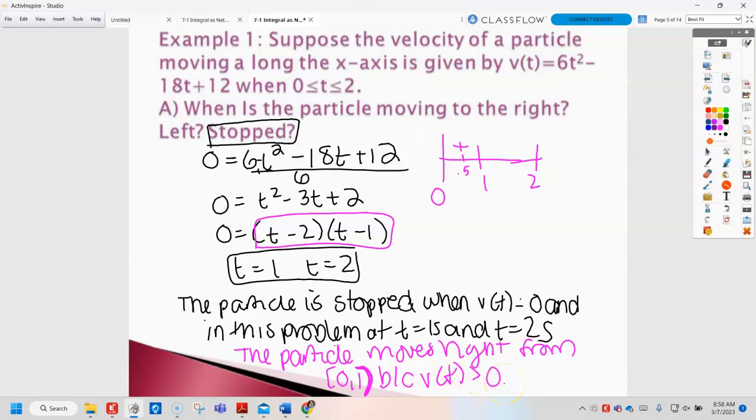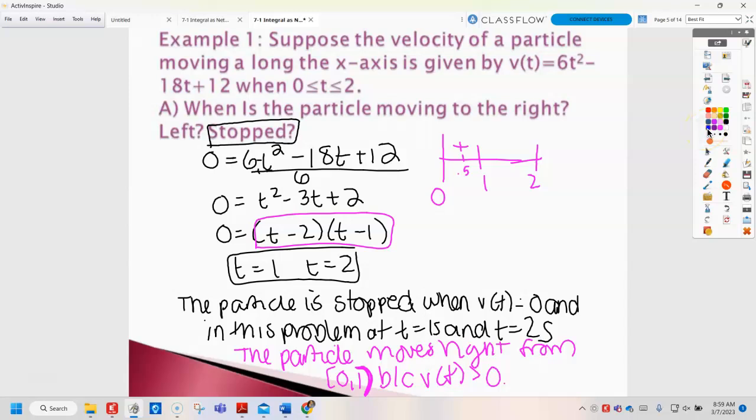So the particle moves right from 0 to 1, not including 1, because at 1, the particle is stopped. Now, the 0 you can include or not include, it really doesn't matter. Because velocity is greater than 0, you can write v of t is greater than 0 like that, or you can write v of t is positive.